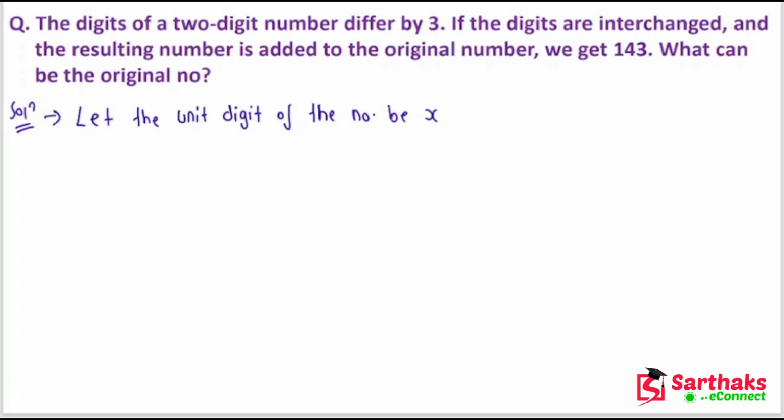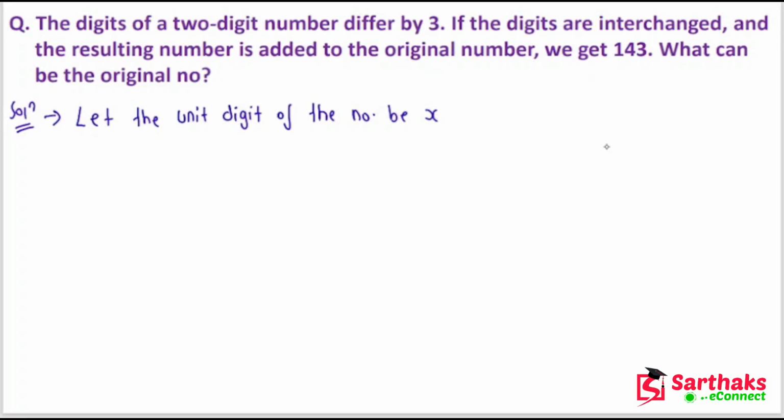Now the difference of the unit digit and the 10th digit is 3. So if the unit digit is x and you want the 10th digit to be larger than it, then the number would be x plus 3. Simple. The difference is 3. And if you want the unit digit to be the larger number, then if it is x, the 10th digit would be x minus 3.